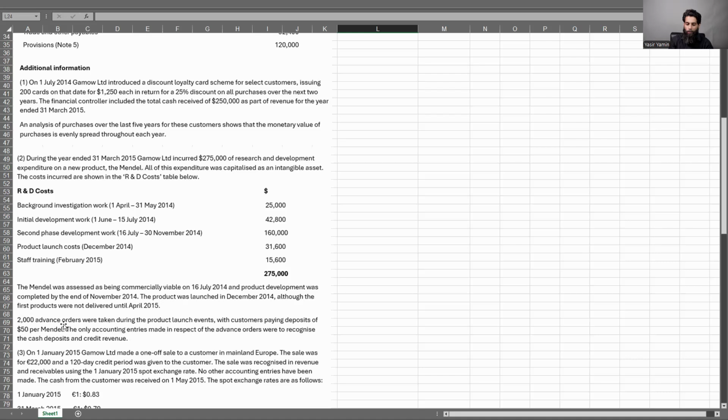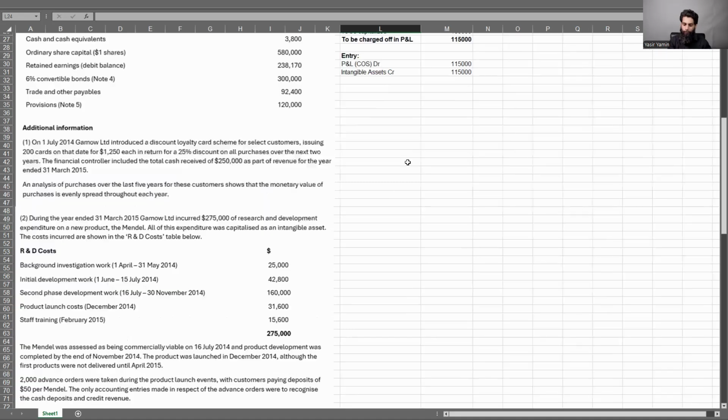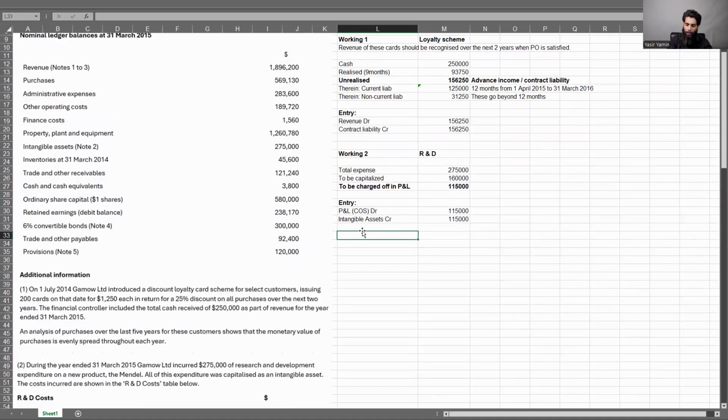2,000 advance orders were taken during the product launch events, with customers paying deposits of $50 per Mendel. The only accounting entries made in respect of these advance orders were to recognize the cash deposits and credit revenue. Okay. Guys, you have received a deposit. How much deposit did you receive? 2,000 orders, multiply by $50. You received a deposit of $100,000. What did your accountant do? What did your financial controller do?